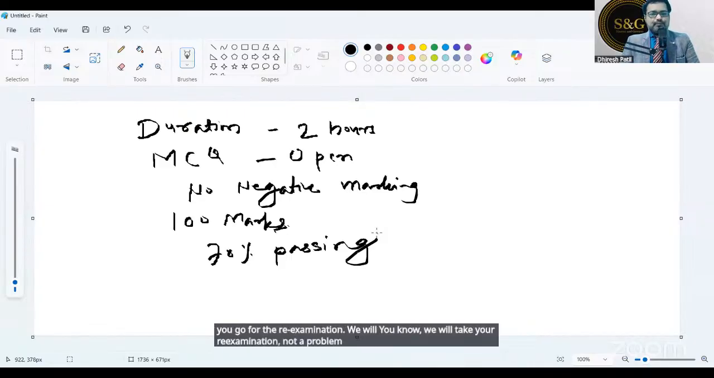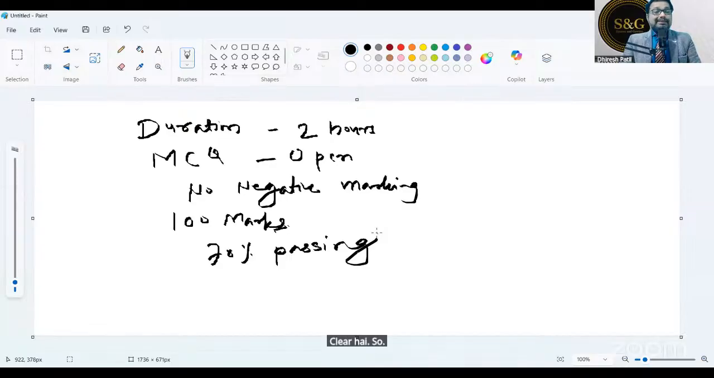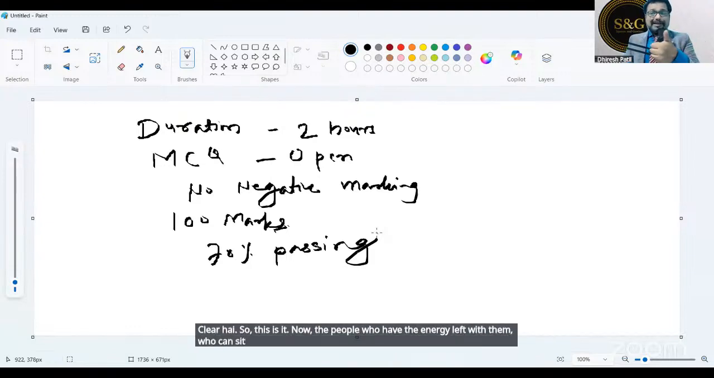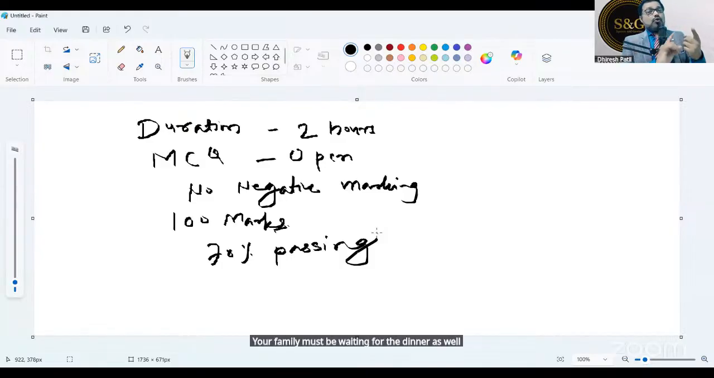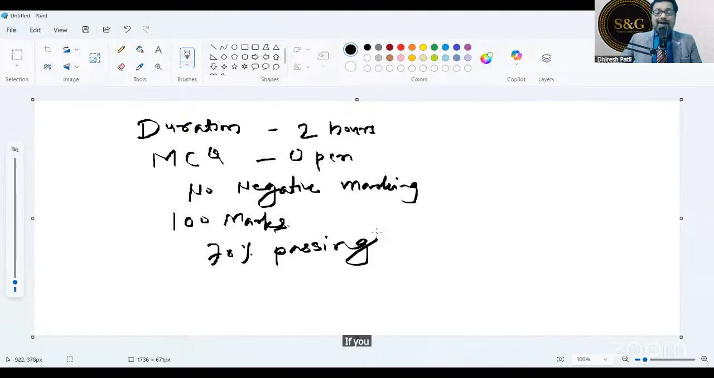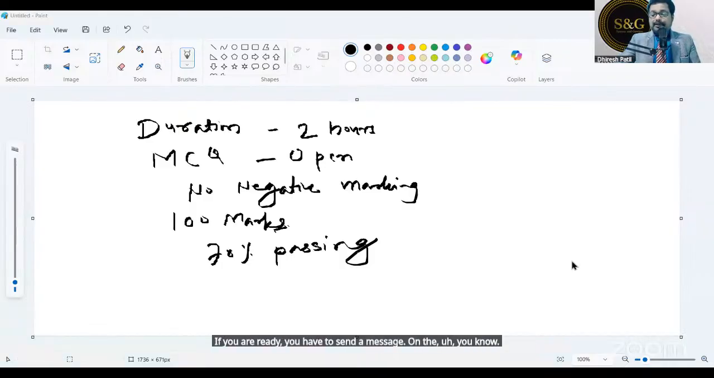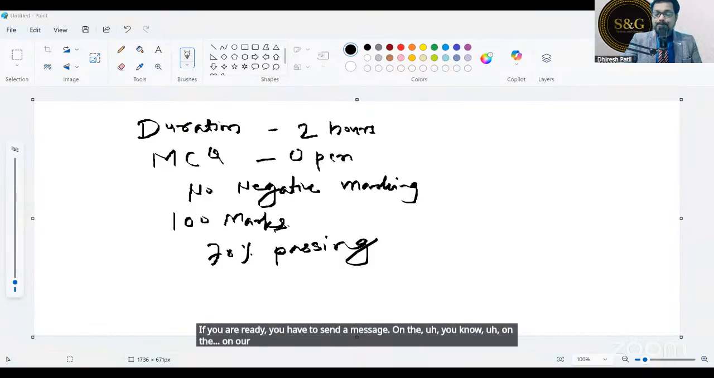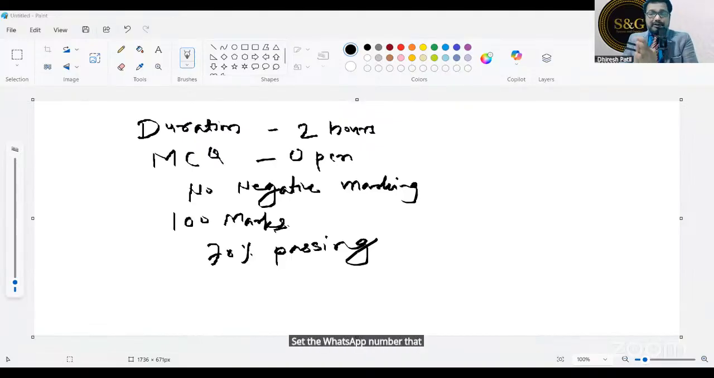All right. Clear? So this is it. Now, the people who have the energy left, who can sit constantly, because your dinner must also be pending, your family must be waiting for the dinner as well. So with the dinner and the energy level in consideration, if you are ready, you have to send a message on our mentor's WhatsApp number that I am ready for the examination.